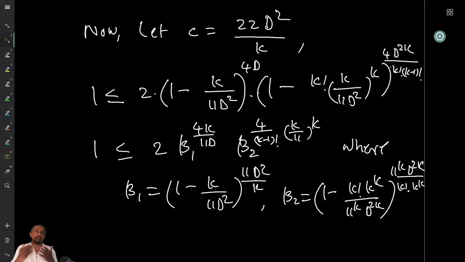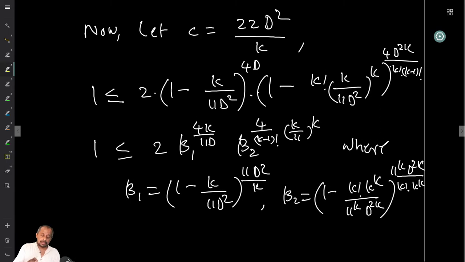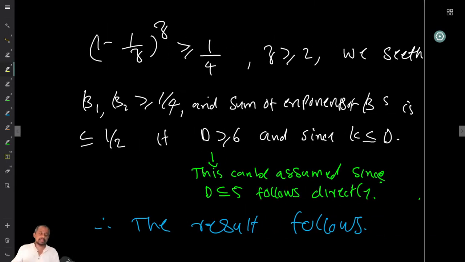Once I get this inequality, here is a trick that often comes in handy while working with the Lovasz Local Lemma. There is this identity: 1 minus 1 by z, whole raised to z, is greater than or equal to 1 by 4 for z at least 2, okay? This is something we can verify: this function increases and converges to 1 over e. So it is greater than or equal to 1 by 4 for z at least 2.